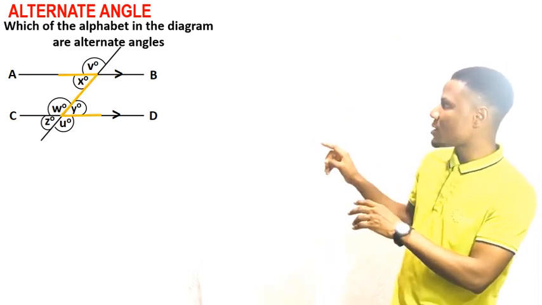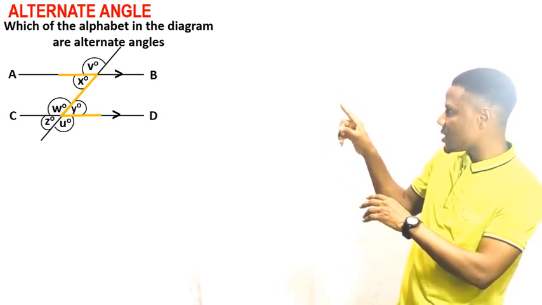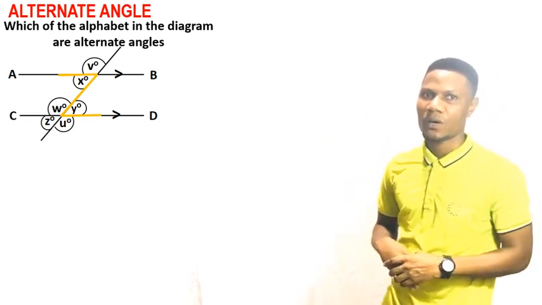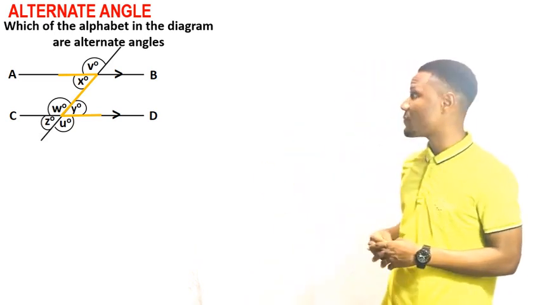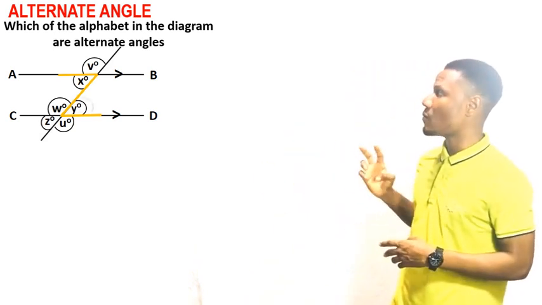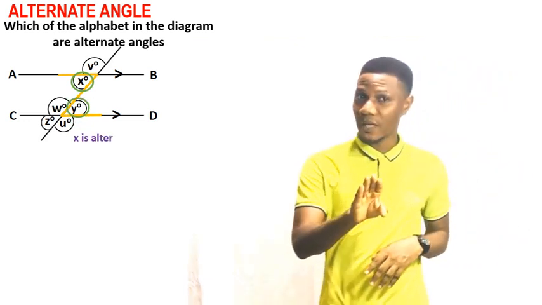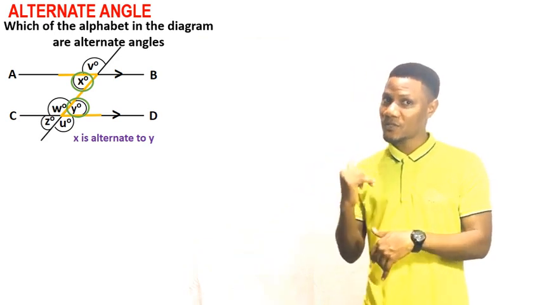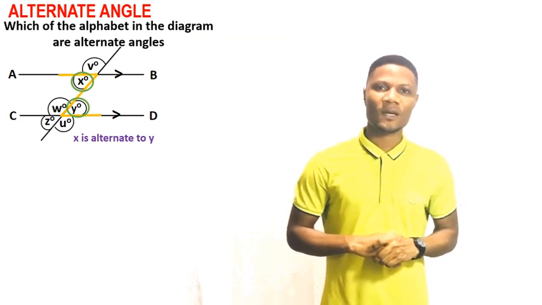So once you draw the Z, then the angle that is formed at each of the vertex of the Z forms your what? Forms your alternate angle. Like in what we have here, we can see that X and Y are alternate angle. Don't forget, the simple trick for identifying alternate angle, just draw a Z on the parallel line and you get your what? You get your answer.